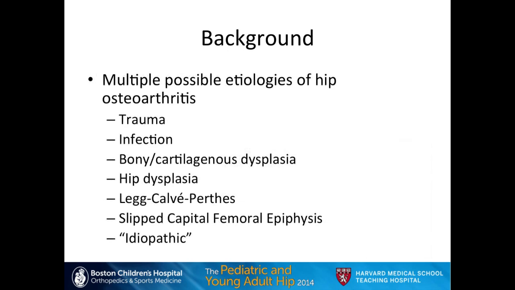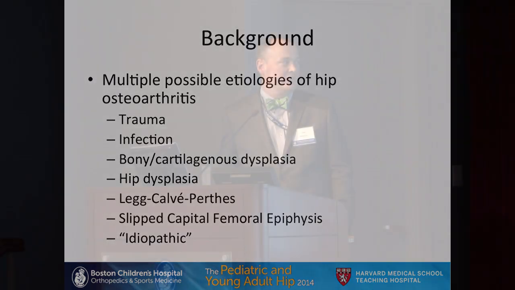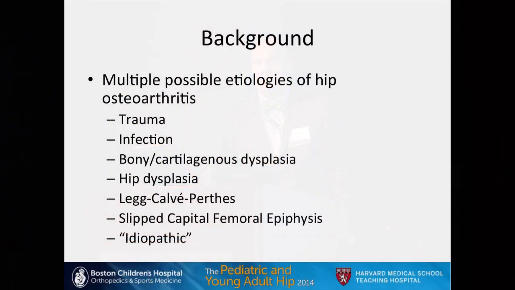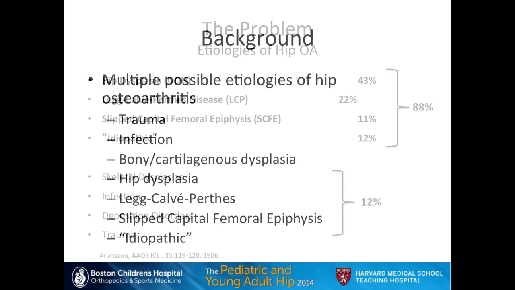There are lots of etiologies for hip osteoarthritis. You see this whole laundry list here. There's obviously more that I couldn't include, including trauma, infection, bony or cartilaginous dysplasias, hip dysplasia, Legg-Calvé-Perthes disease, slipped capital femoral epiphysis, or SCFE, and this quote-unquote idiopathic variety that we'll touch upon a little bit later.